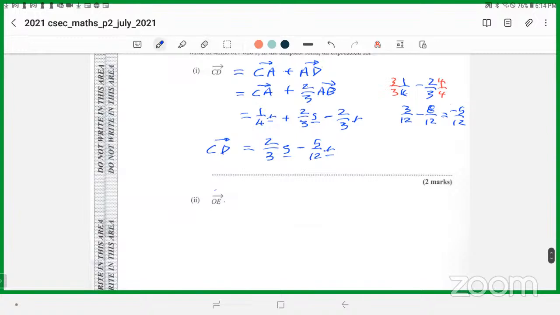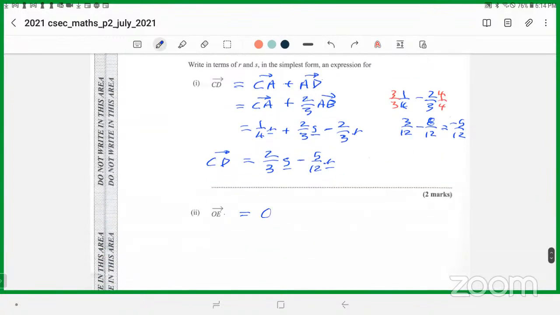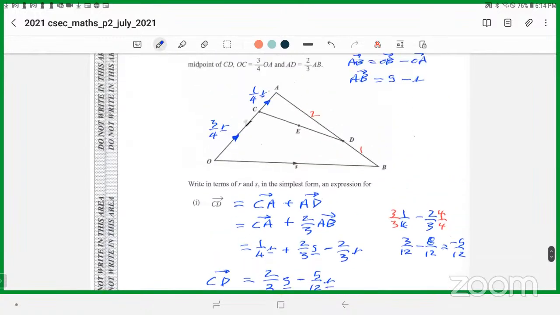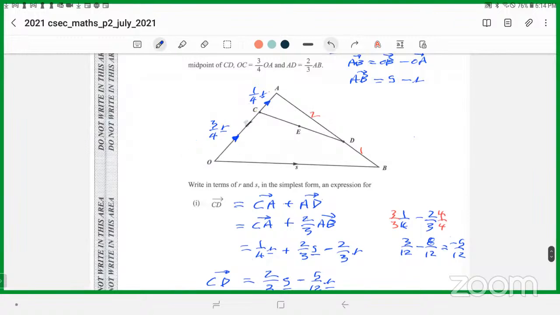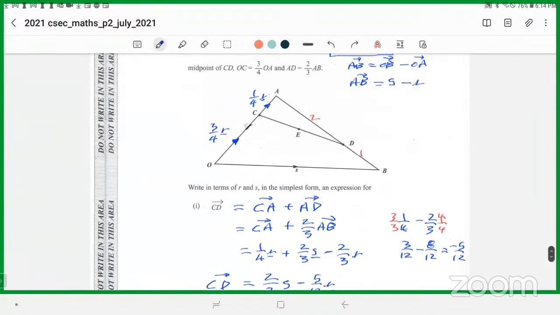So start with what you said first, based on the diagram. We go from O to E. We're going to go O to C first and then C to E. Let's write that first. Now this one is easy, because we have it. This is just 3/4 R. Question: how are we going to find the CE? Look at the diagram. What is CE?